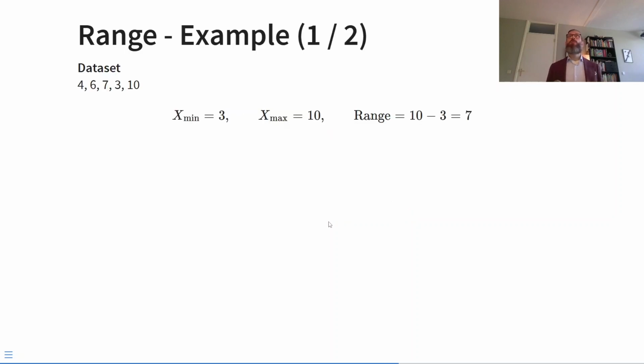And sometimes you'll see the range reported as the minimum and maximum value. So if the minimum value is 3 and the maximum value is 10, then the range is 10 minus 3, which is 7. And here's a dataset that corresponds to that example.